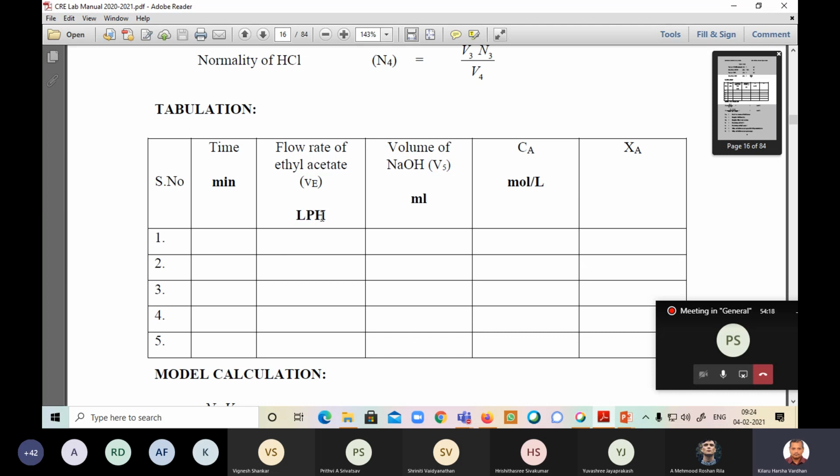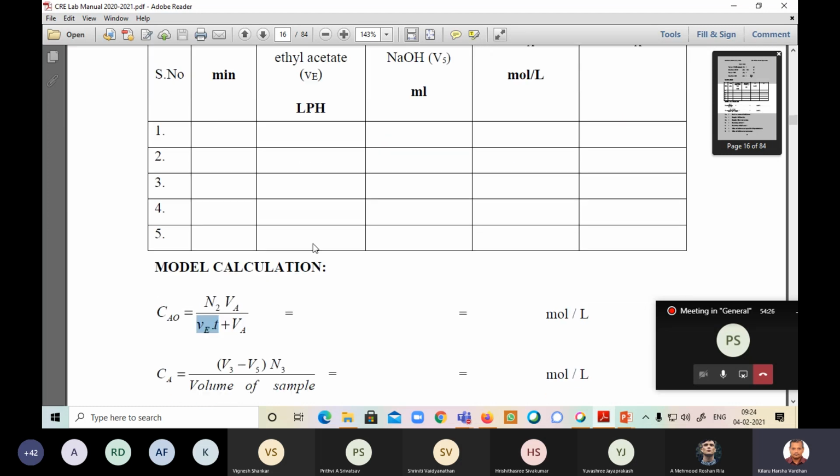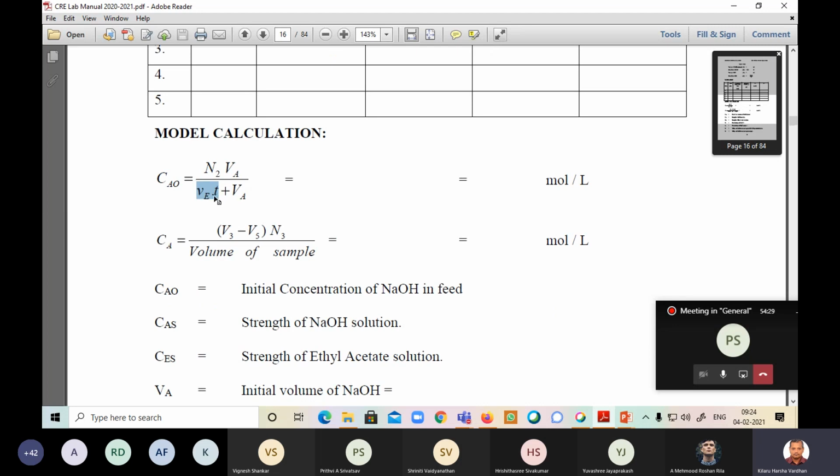Am I right? This is LPH. You have to convert to minute. Then you multiply both, then you get the volume of the ethyl acetate. That you use here. That's all. Rest of the thing is same. For some of the data sets, this T is missing. That is where people got confused how to take VE. Correct? Any doubt?